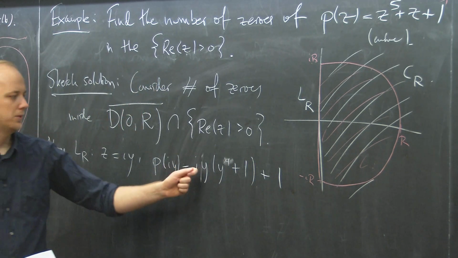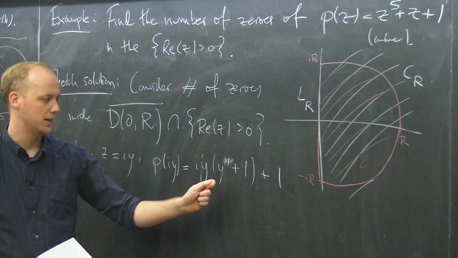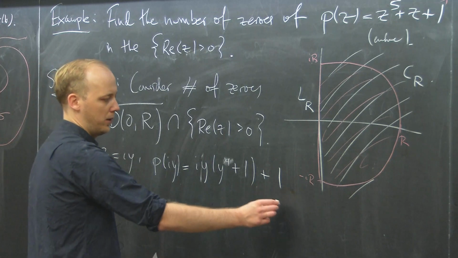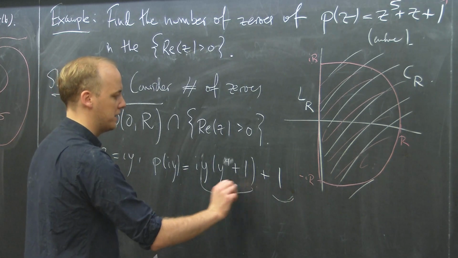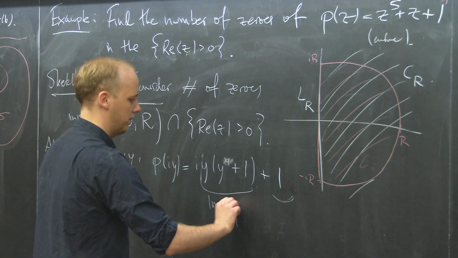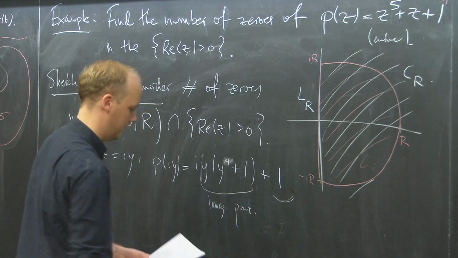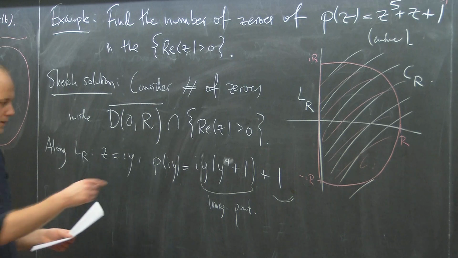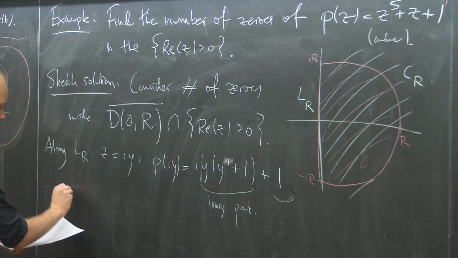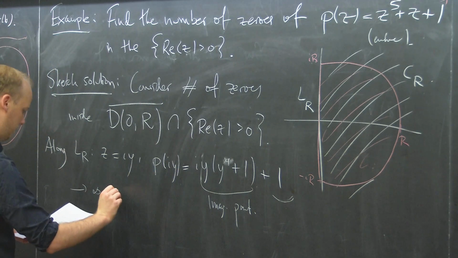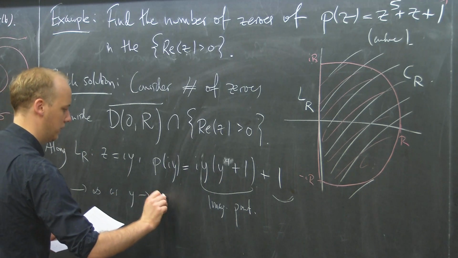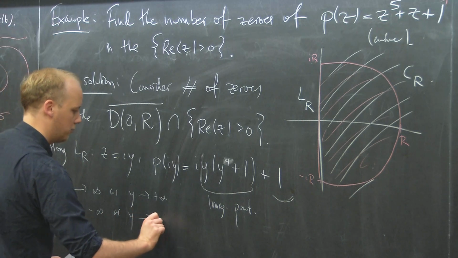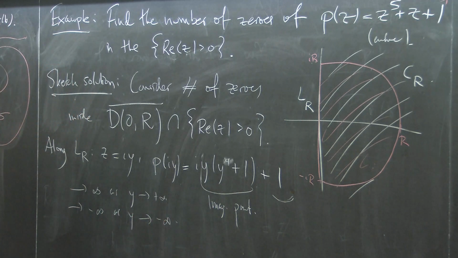Okay, so I times y to the fourth plus 1, and all of this plus 1. So this is the real part here, and the imaginary part is here. And this one goes to infinity as y goes to plus infinity, and it goes to minus infinity as y goes to minus infinity.